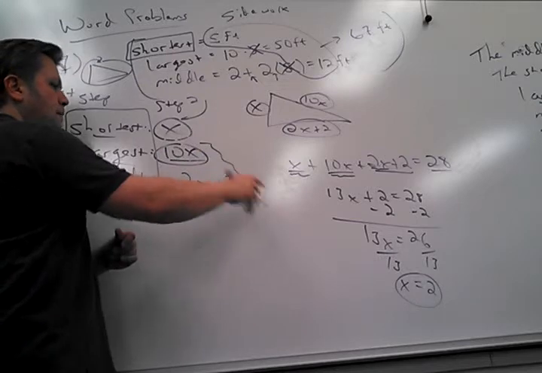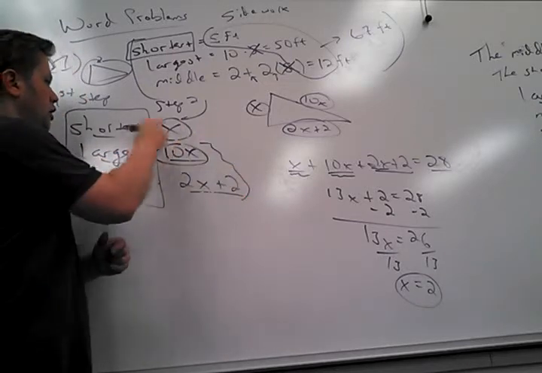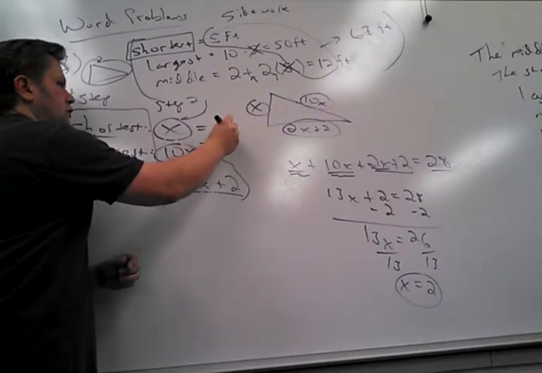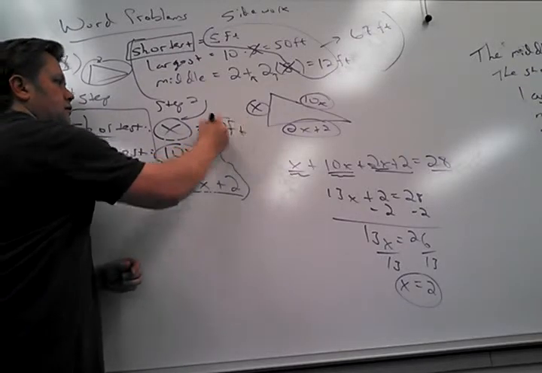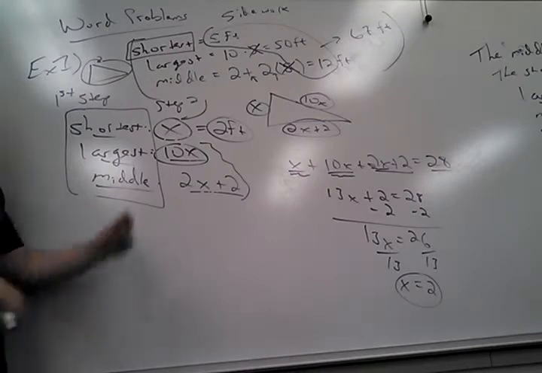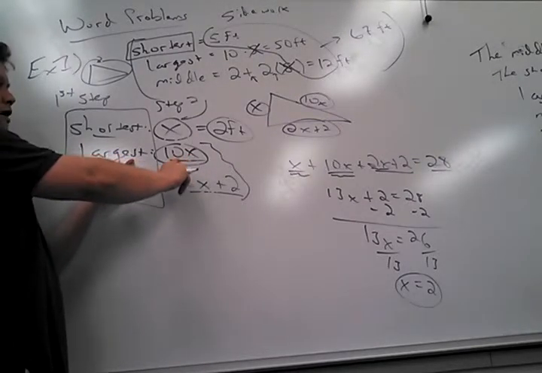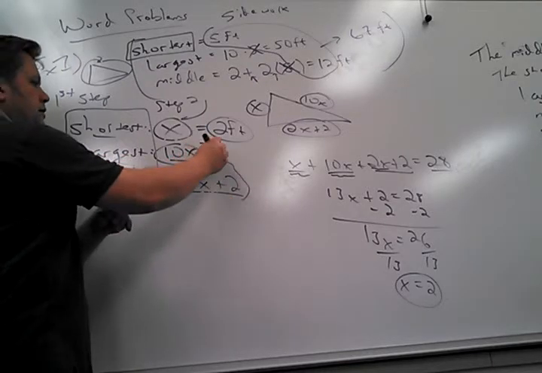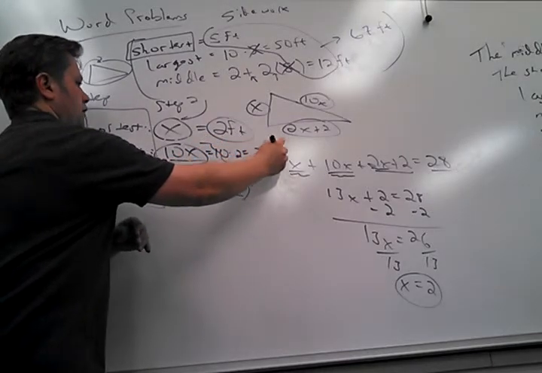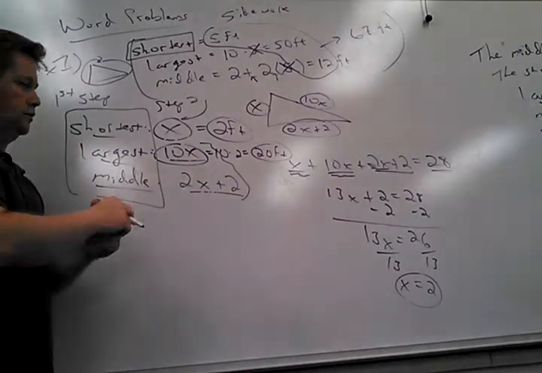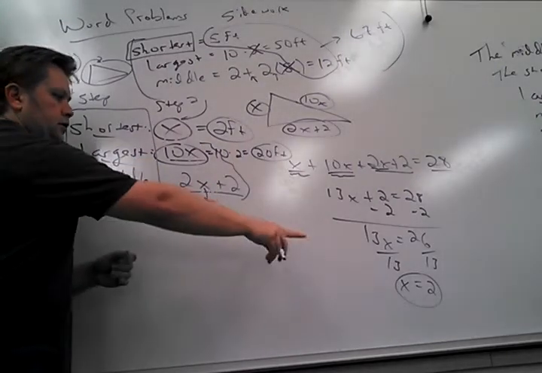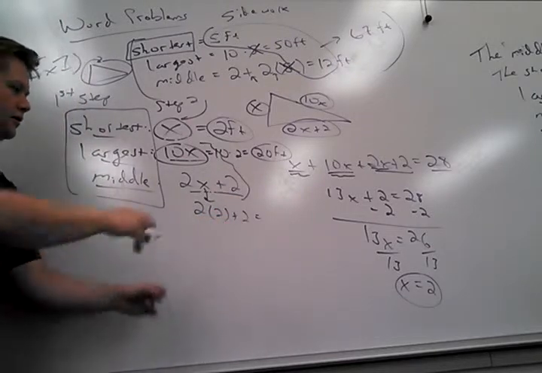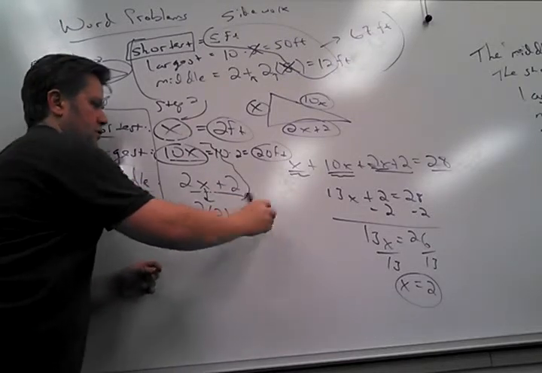So that means you can't just stop there. You got to go back here. What's really cool is if you do this step, you got all the answers just staring you in the face. x is 2 feet. Don't forget your units. What would the largest be then? 10 times x, and x is 2, so 10 times 2 is 20 feet. And the middle side: 2 times 2 plus 2 is 6 feet.